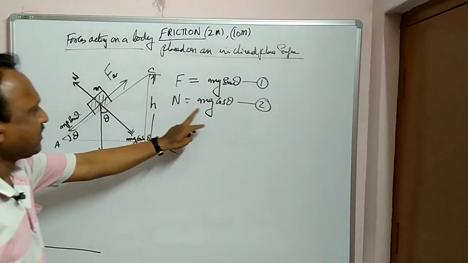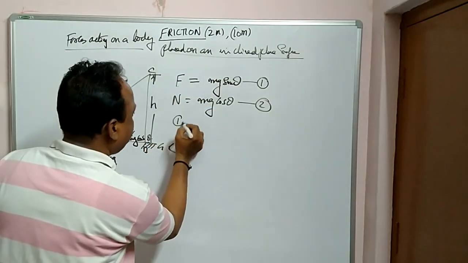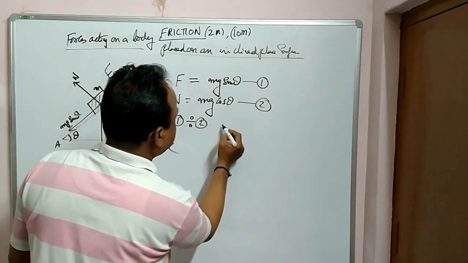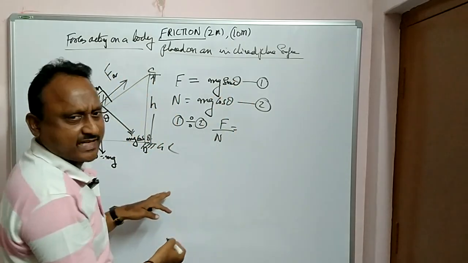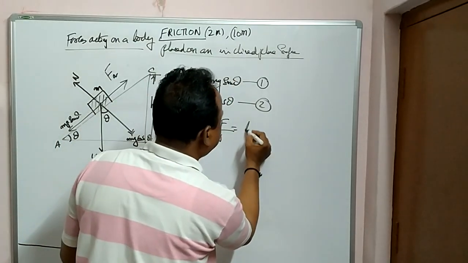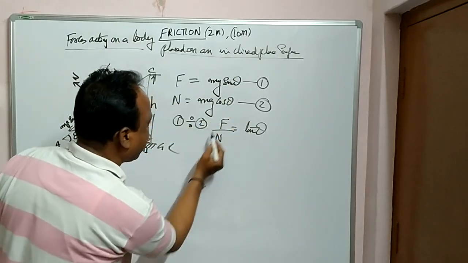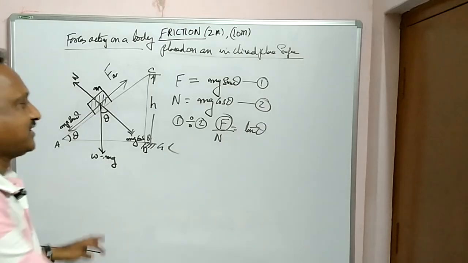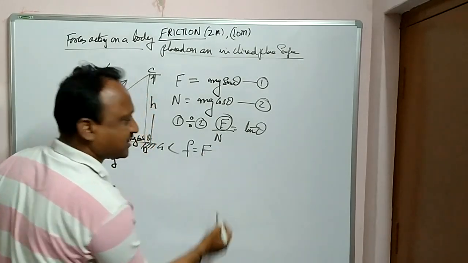Equation 2: normal force is mg cos theta. We'll divide both equations. Equation 1 divided by equation 2: F by N is equal to mg sin theta by mg cos theta. That cancels and gives tan theta. Now what is F here? F is nothing but the frictional force.